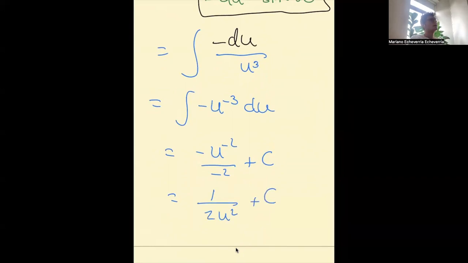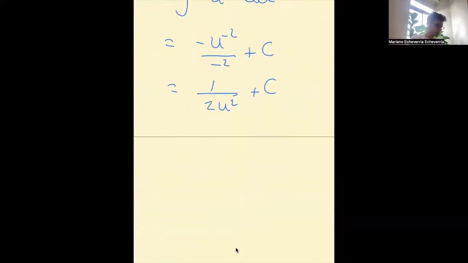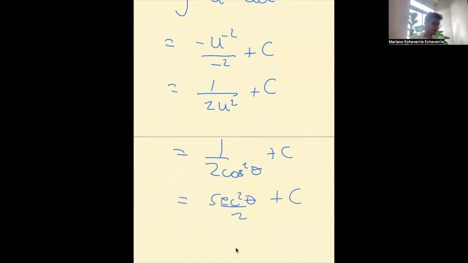But what was u? It was cosine. So it's 1 over 2 cosine squared of theta plus c, which, since 1 over cosine is secant, you can write as secant square of theta over 2 plus c. And so you get back to the secant square over 2. Does that make sense?